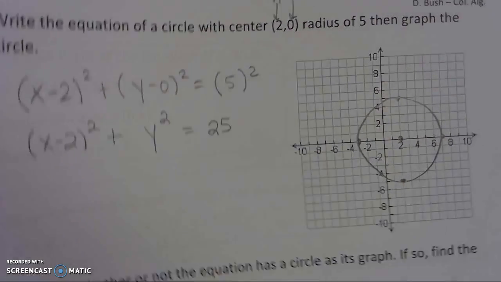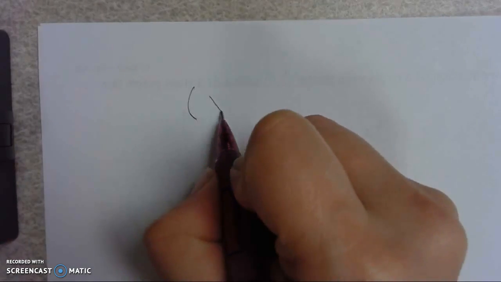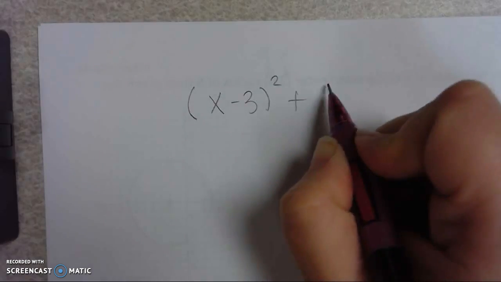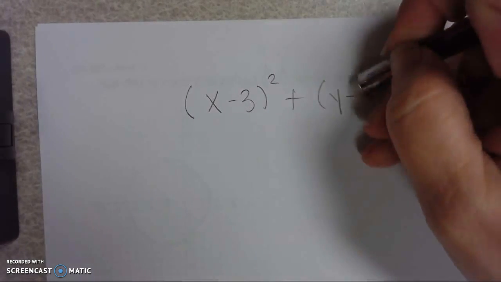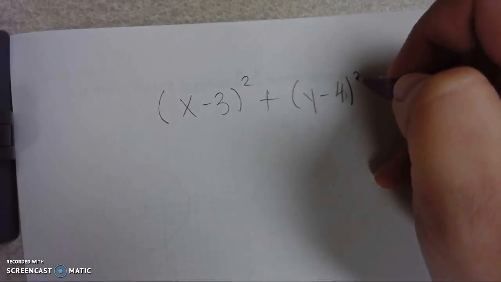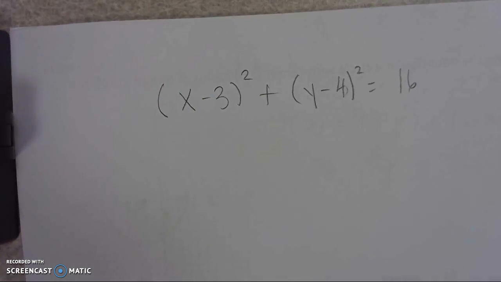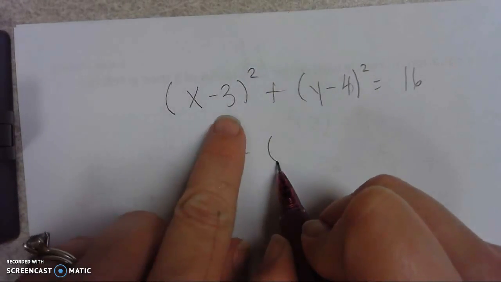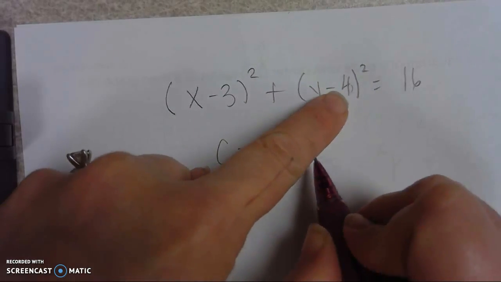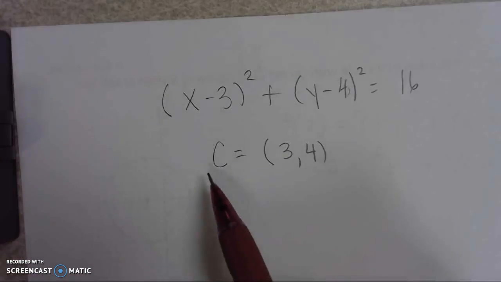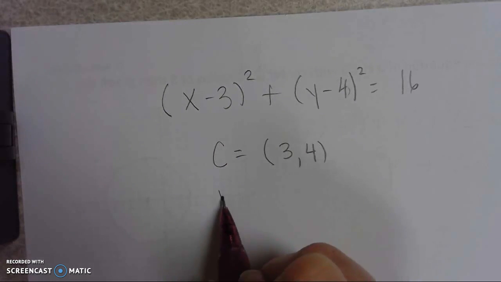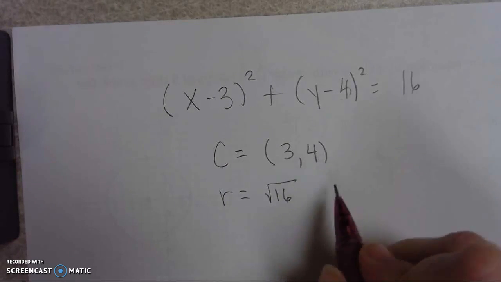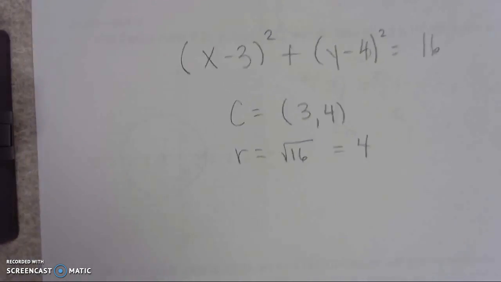Now, if you're given an equation, I'm going to flip over to the back and write a couple of equations down. So if I'm given an equation, let's say x minus 3 squared plus y minus 4 squared equals 16, and I'm asked to find the center and the radius. The center is going to be located at 3, 4. And then the radius is going to be the square root of 16, which is 4.